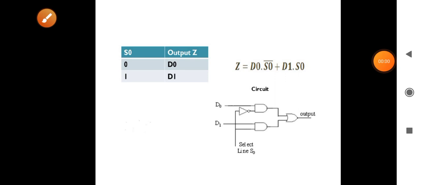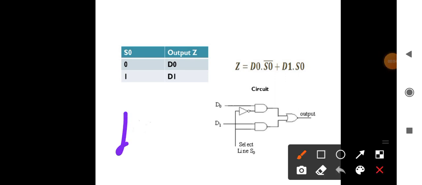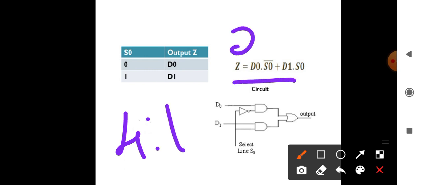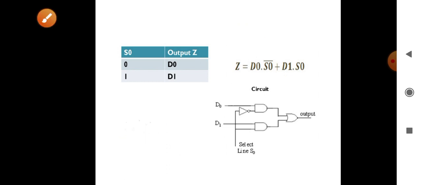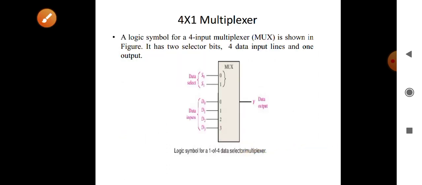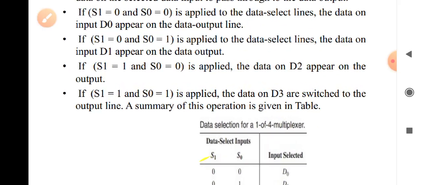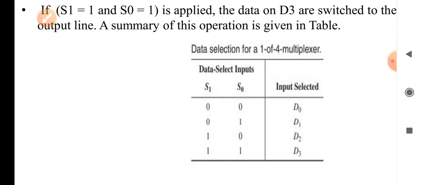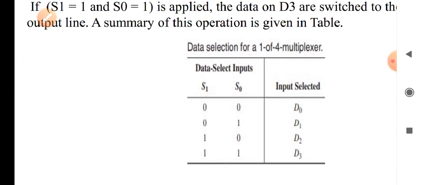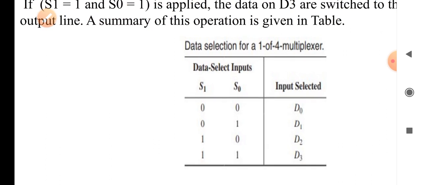Write down the equation for the 4 is to 1 multiplexer. Similarly to what we have written for the 2 is to 1 multiplexer, how can we write this one? In the 4 is to 1 multiplexer, we have the data selection lines S0 and S1 and the inputs D0, D1, D2 and D3.